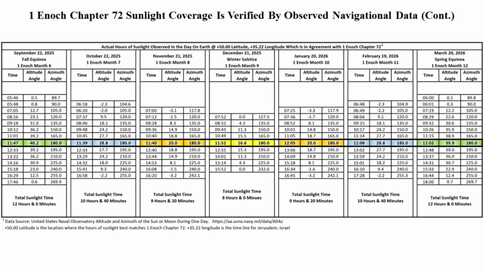February 19, 2026 is month 11 of 1st Enoch and has 10 hours and 40 minutes of sunlight. March 20, 2026 is the spring equinox and is month 12 of 1st Enoch and has 12 hours of sunlight.